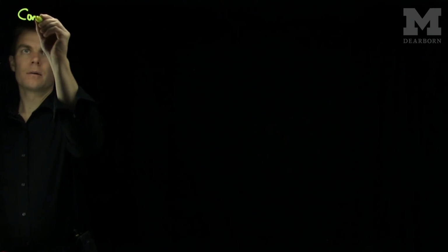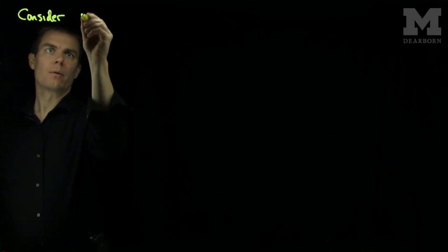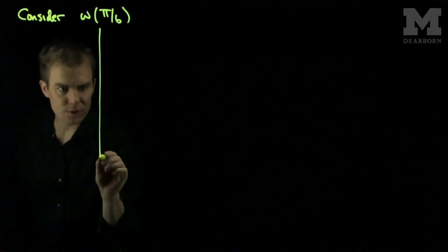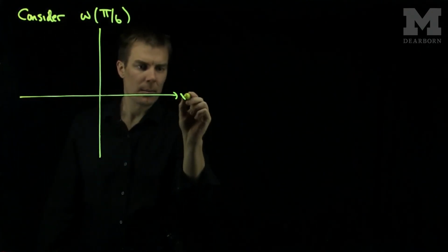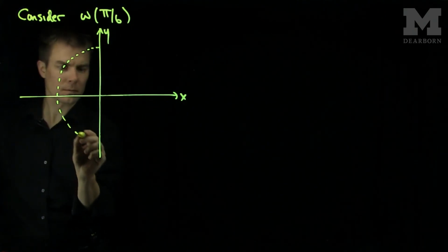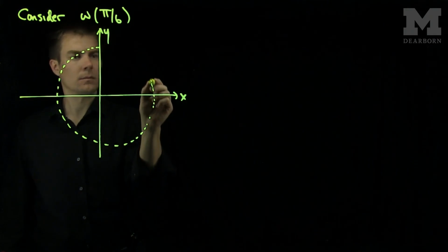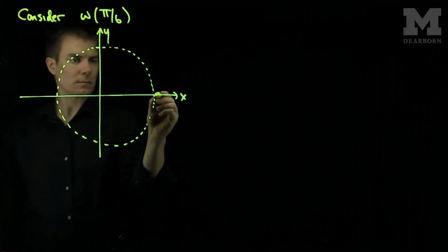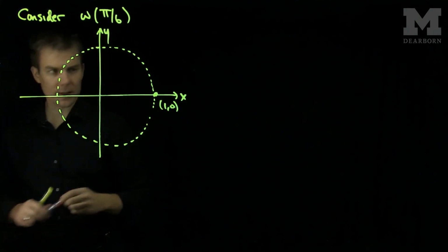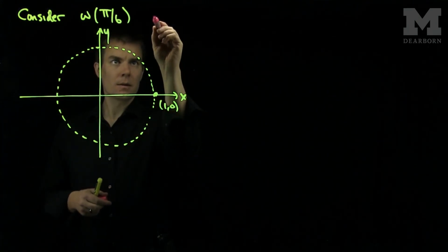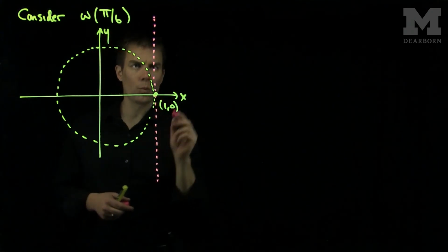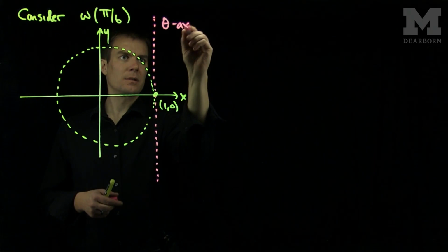Let's consider the wrapping function at pi over 6. So we will draw the unit circle, my x-axis, my y-axis. Here's my point 1, 0. And my wrapping function is found by drawing the tangent line to the circle at 1, 0, and calling this the theta axis.